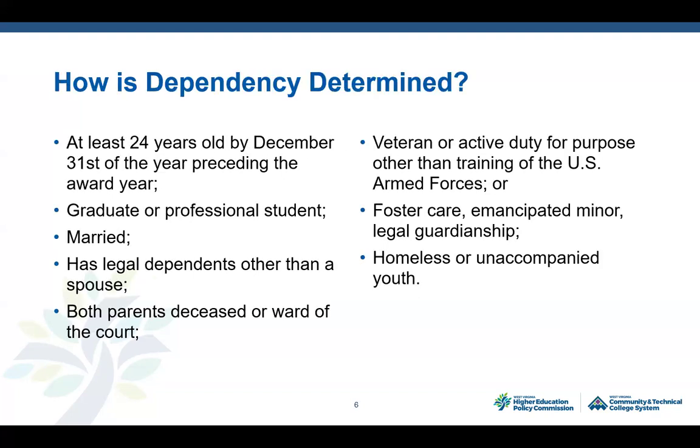One of the sections on the FAFSA is the dependency status questions. These questions determine whether you have to list parents' information on the FAFSA or not. If you're 24 years old, if you're a graduate or professional student, if you're married as of the day you fill out the FAFSA, if you have legal dependents or children that you're providing more than half support to, if both parents are deceased or you're a ward of the court, if you're a veteran or active duty military.